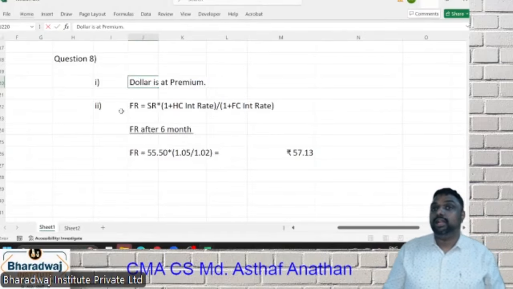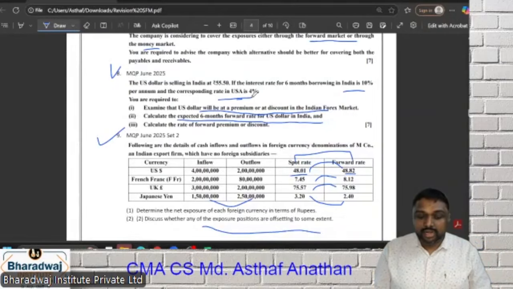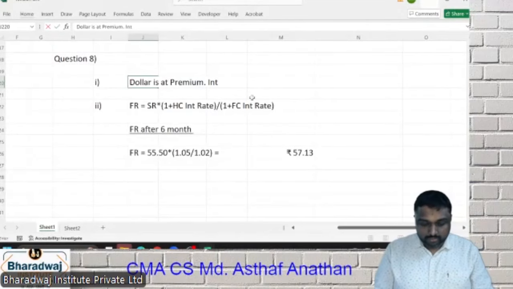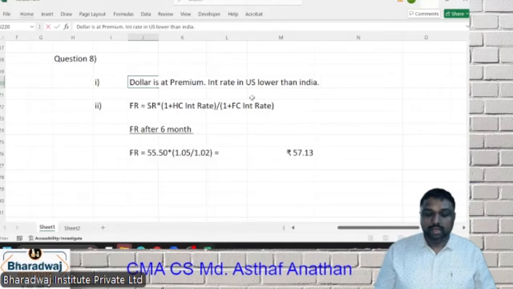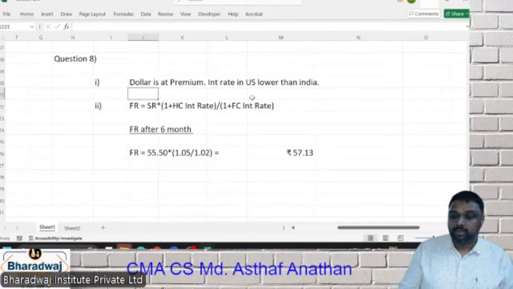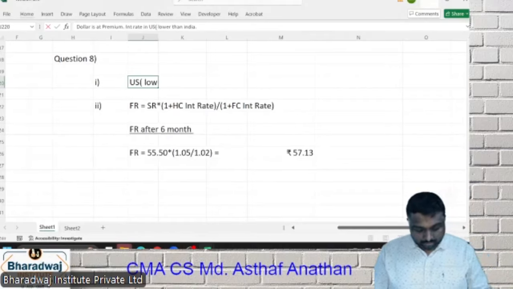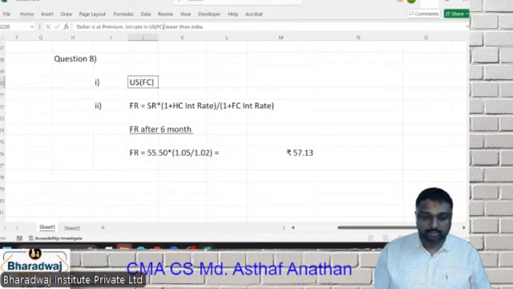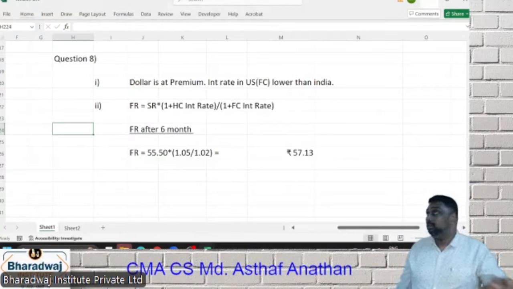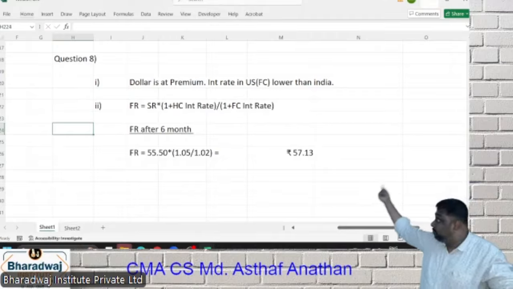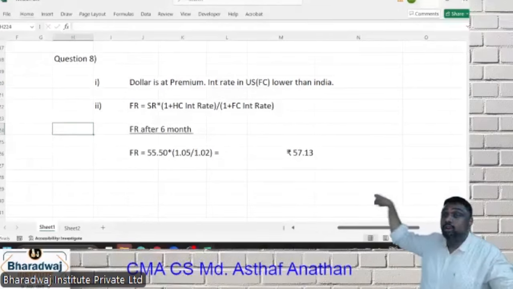See, already I told, don't want to do second part. There is a shortcut. What is the shortcut? Interest rate in US is lower than India. This is the reason. Interest rate in US lower, US you can return is what? Foreign currency. So this is the shortcut method. So we have already proved that first, but we have not written. I want you to prove by doing forward rate because you will have more clarity if you do forward rate.